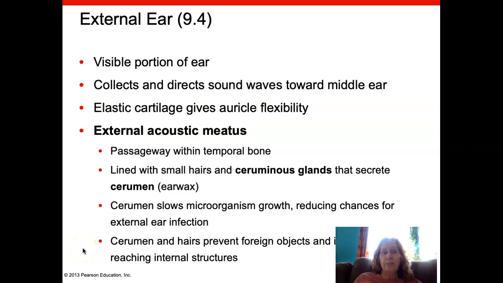Part 2 of the senses begins with the ear and hearing. So what we call the ear is the visible portion of the ear. It's actually called the auricle or pinna, but the purpose of that ear is to collect and direct the sound waves toward the middle ear.